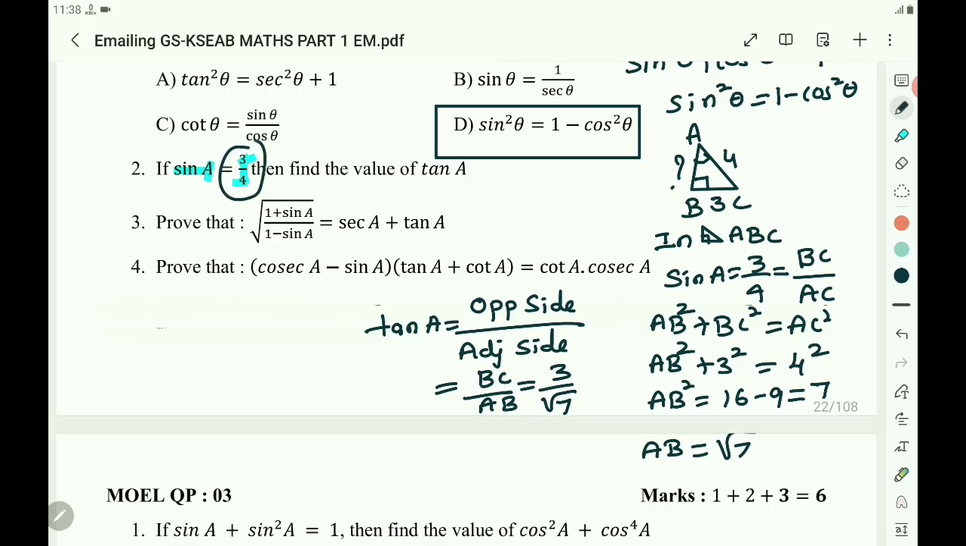So if sin theta is given, tan theta can be found out by using the remaining side. And to find the remaining side, we have to use the Pythagoras theorem. After getting the remaining side, you can find the given ratio.